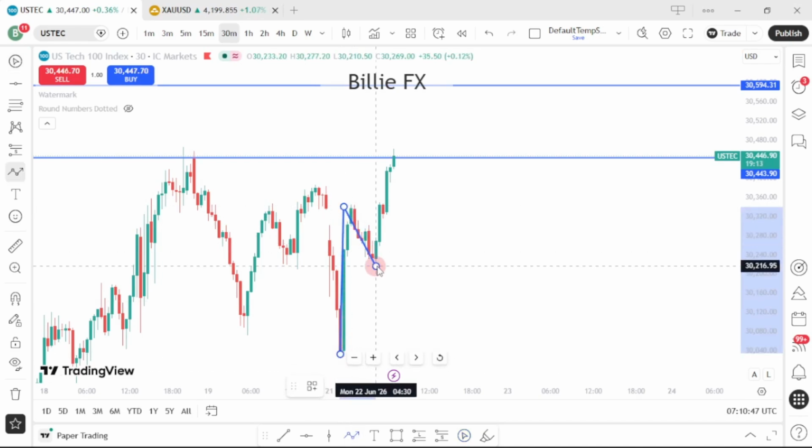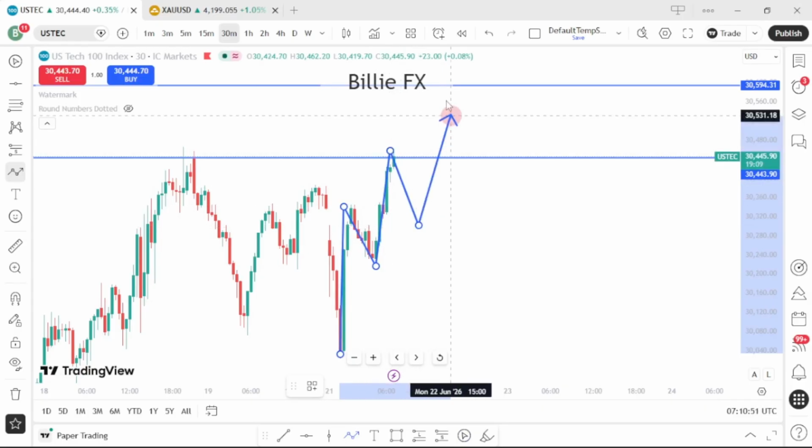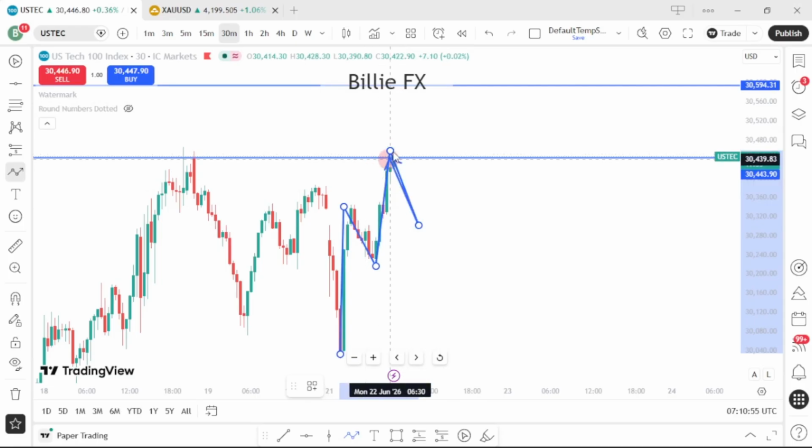Made a high, made a low. Now it made a higher high. So you can make a higher low and continue making a higher high. So if you want to short the market from here, you have no business doing it around that level.